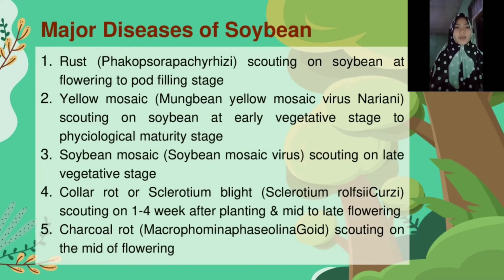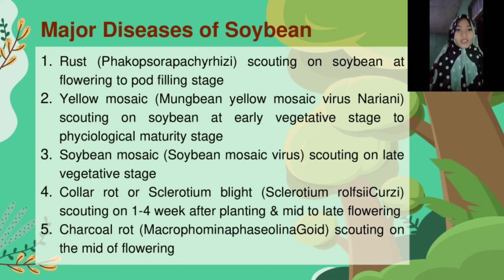And the next, major diseases of soybean. 1. Rust or Phakopsora pachyrhizi, scouting on soybean at flowering to pod filling stage. 2. Yellow mosaic or mungbean yellow mosaic virus, scouting on soybean at early vegetative stage to physiological maturity stage. 3. Soybean mosaic or soybean mosaic virus, scouting in late vegetative stage.